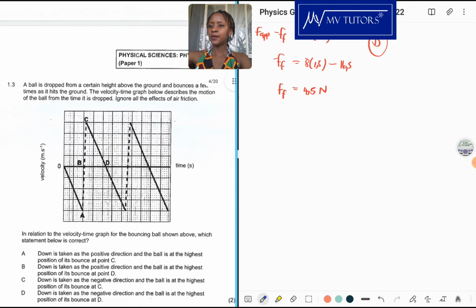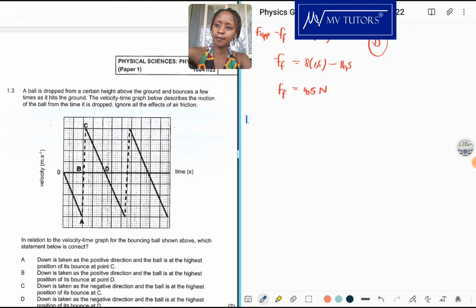And then 1.3. So a ball is dropped from a certain height above the ground and bounces a few times as it hits the ground. The velocity time graph below describes the motion of the ball from the time it is dropped. Okay, so basically if you were to draw a displacement time graph, or just in general thinking about it for the visual learners like me, you have your ball, okay, it is dropped to the ground. So basically it will reach the ground, right? So that would be at 0 there, where velocity is 0 because it's dropped, it wasn't thrown.